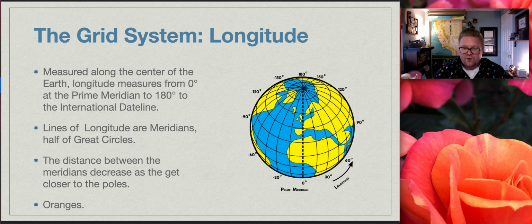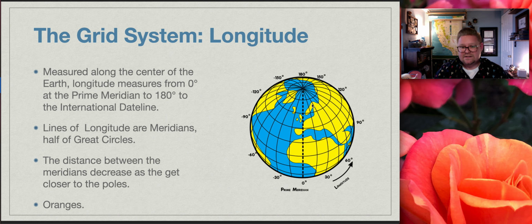Then as we get farther north, the distance between the meridians, the distance between the lines of longitude, are being forced together until they intersect very tightly up in here. That being said, the distance between the meridians also will decrease as they get closer towards the poles. And why is that? Well, because the circumference of the Earth also becomes smaller.